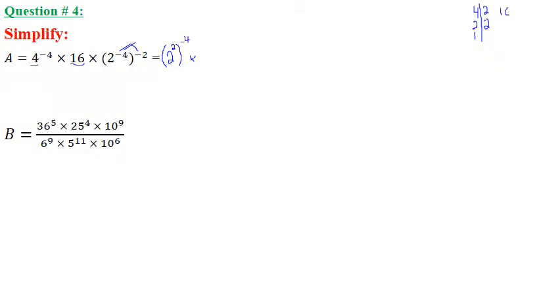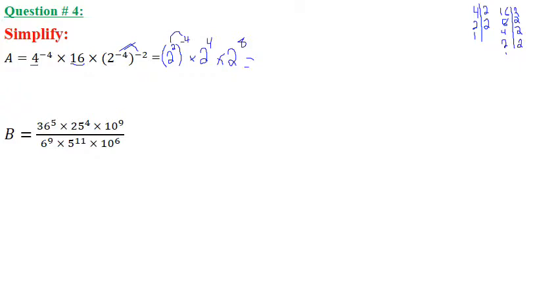16, we should make the prime factorization. 16 divided by 2 is 8, 8 divided by 2 is 4, and 4 divided by 2 is 2, 2 divided by 2 is 1. So the prime factors of 16 are 2 to the power 4 because we have no exponent outside, so we write it without parentheses. Here we have a power of power, negative 4 by negative 2, negative by negative gives me positive, 4 by 2 gives me 8.